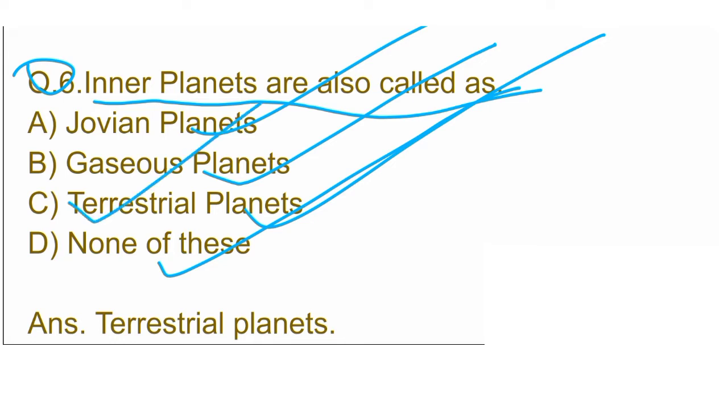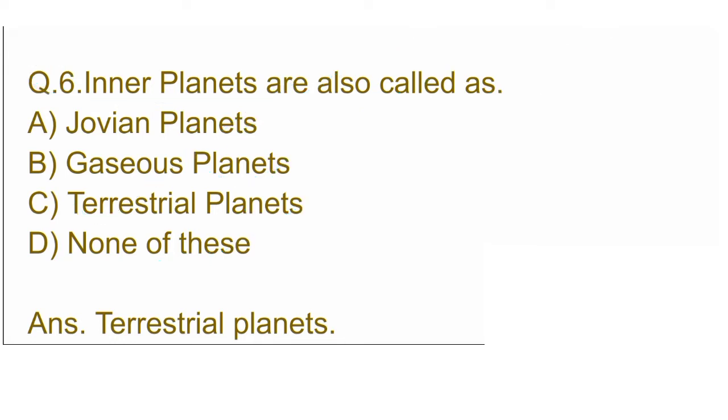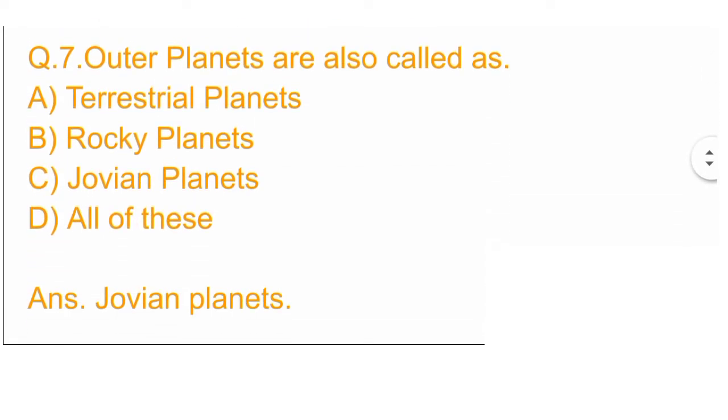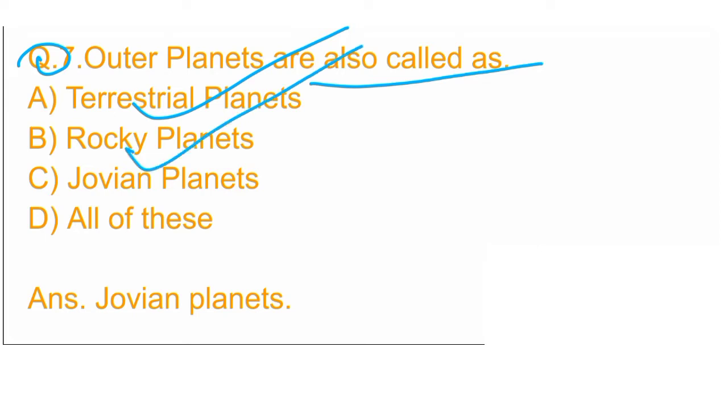Question number 7: outer planets are also called? Option A, terrestrial planets; option B, rocky planets; option C, Jovian planets; option D, all of these. The correct option is C, Jovian planets.